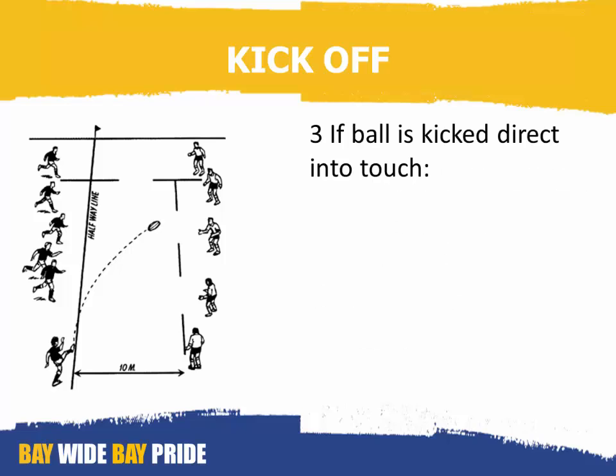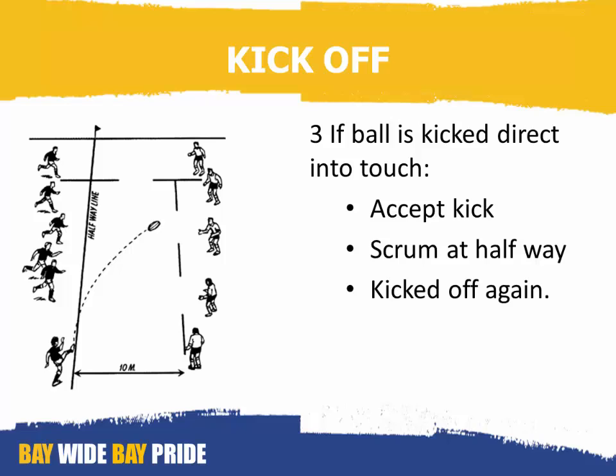If the ball is kicked directly into touch, the opponents can accept the kick, in which case they can have a line out. They can take a scrum at the centre of halfway line with their feet, or they can elect to have the ball kicked off again.